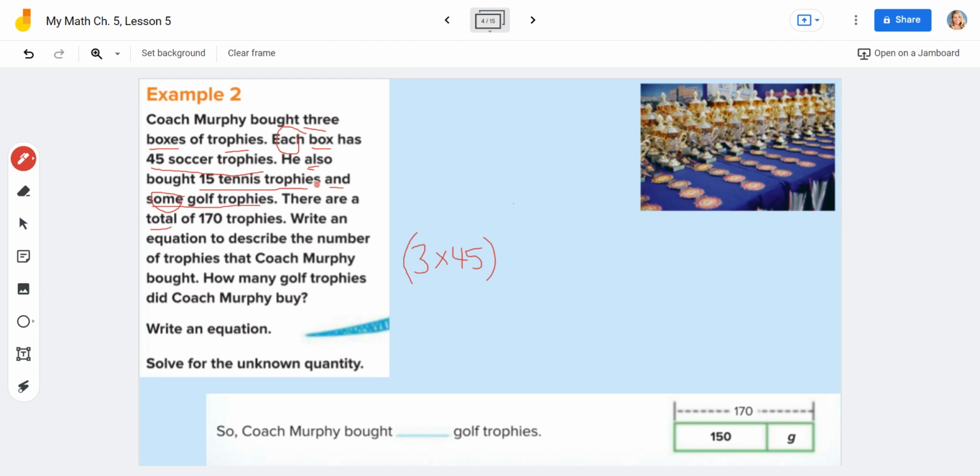And it says he also bought 15 tennis trophies. So if he's also buying something, that means I need to add my 15 tennis trophies. And he bought some golf trophies. Well, I don't know how many golf trophies, but that's fine. Let's use my variable here for my golf trophies. And then it says there are a total of 170 trophies. So if I have my total, that means that I'm ready for my equal sign.